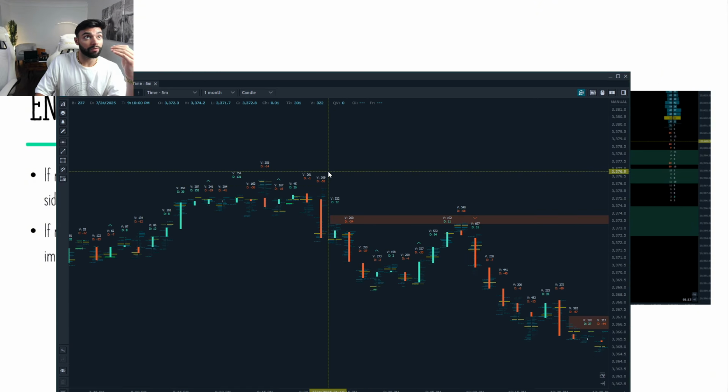Now again, I have multiple things I look for. This is one of them. So what to look for in these imbalances. The imbalances are showing us price levels where there has been an abnormal amount of one-sided activity.